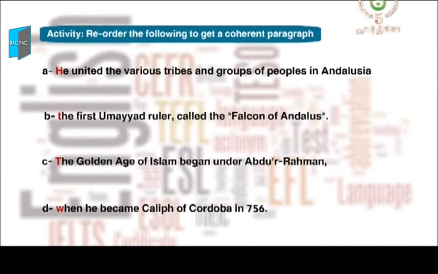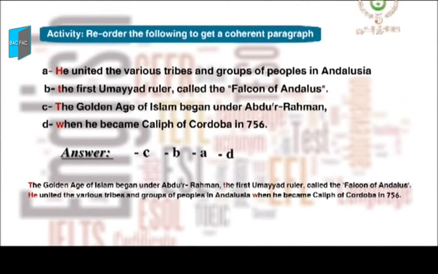Sentence B. The first Umayyad ruler called the Falcon of Andalus. Right, it doesn't start with a capital letter, but it ends with a full stop this time. The third one, The golden age of Islam began under Abdurrahman, This sentence starts with a capital letter, but doesn't end with a full stop. There is just a comma. And when he became Caliph of Cordoba in 756. This sentence is the second part of a sentence as it starts with a small letter and ends with a full stop. Right? Let's do our activity now.